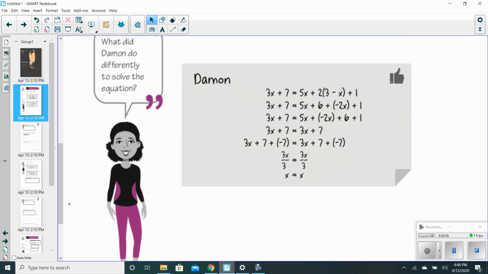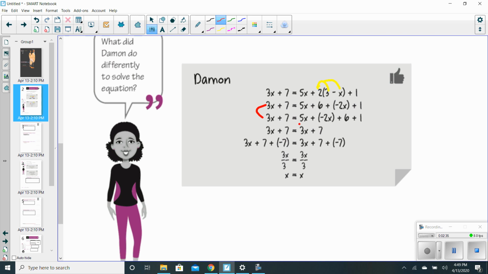Now, if we take a look at Damon, he did something a little bit differently. What Damon did first was he actually distributed the 2 to both things inside the parentheses. Because again, remember, they're both working on the exact same equation here. They just did it 2 separate ways. By doing this, Damon was able to combine his like terms right away. So all he did from step 2 to step 3 is rearrange that right-hand side so his constants were together and his variables were together.